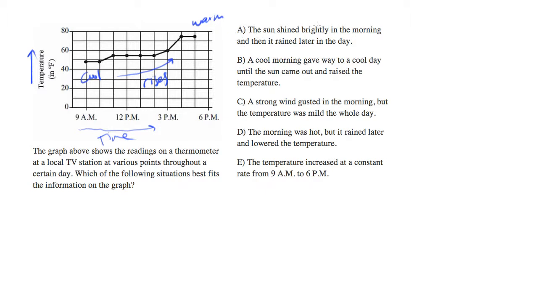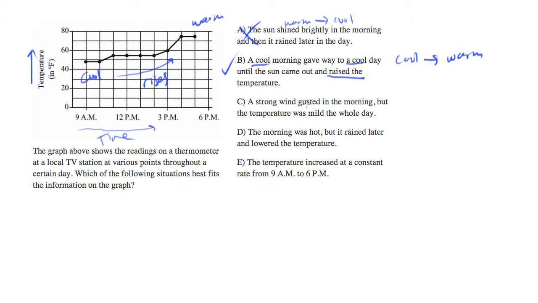In answer choice A, it says the sun shined brightly in the morning, then it rained. So that would be warm, then cool. And that's not right, so let's get rid of that. B says a cool morning gave way to a warm day. Okay, so we start cool till the sun came out and raised the temperature. So that would be cool to warm. And that fits, and you might be tempted to just pick B. I'm going to check the others just to be sure.